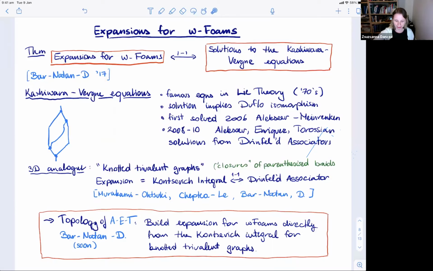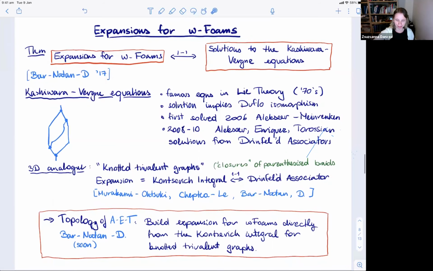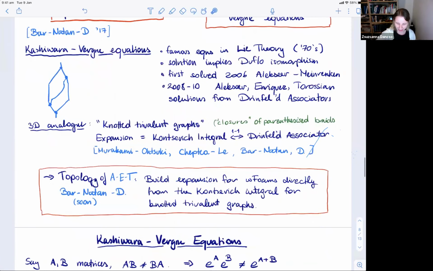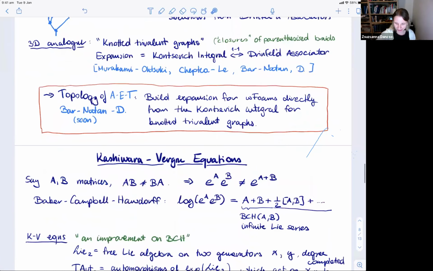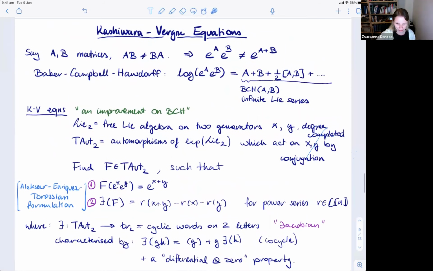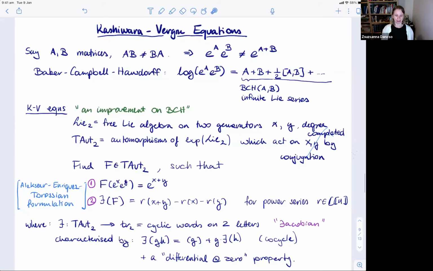And now to put some substance in here, I'm afraid I'll have to tell you what the Kashiwara-Vergne equations are, or at least show you briefly.